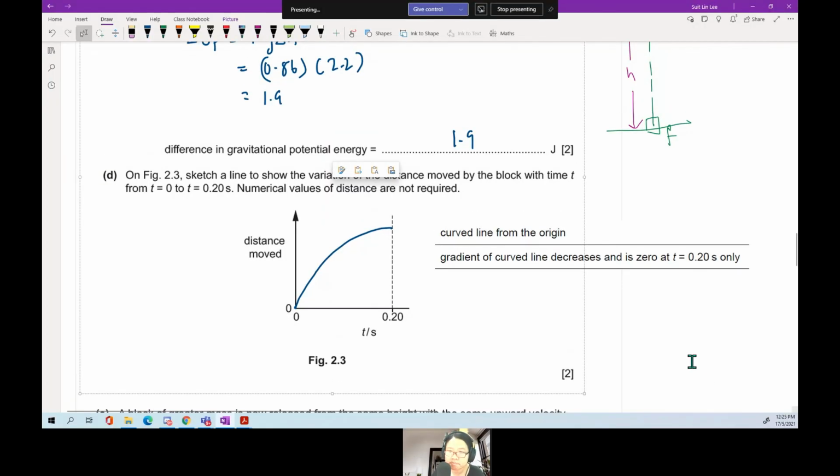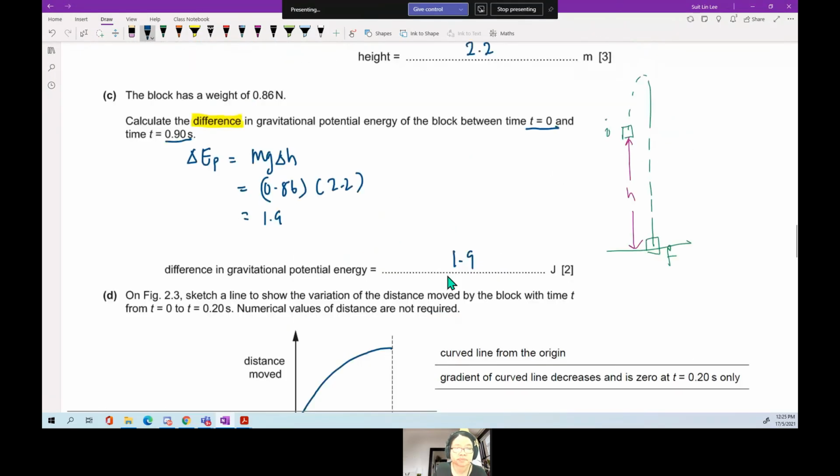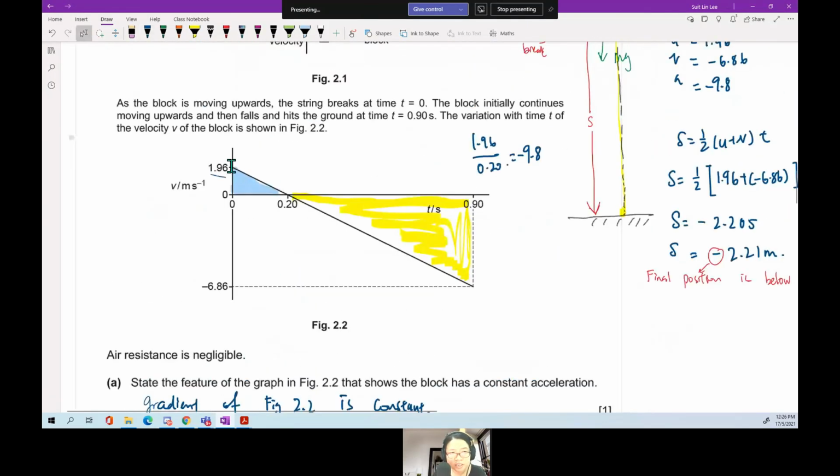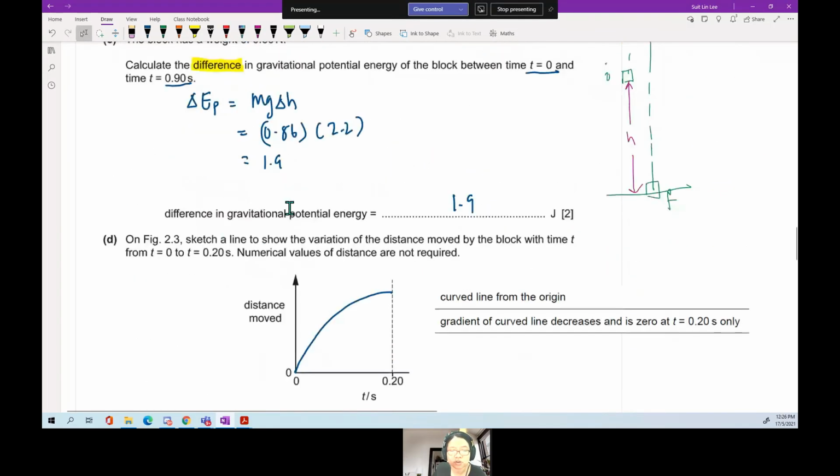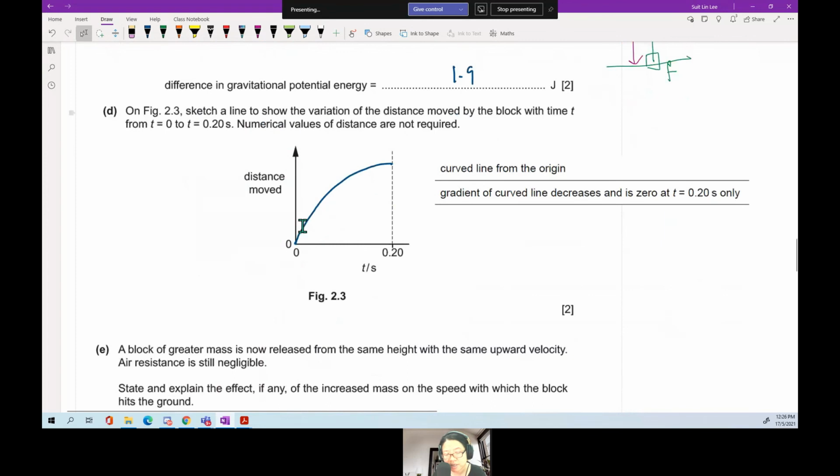Here's the mark scheme. Curved line from the origin. Okay, and then the gradient of the curved line decreases, so that is 0. Because why? The velocity here decreases until it is 0 at 0.20. So the gradient should be 9.8 here, decreases 1.96 here, and then decreases to 0.